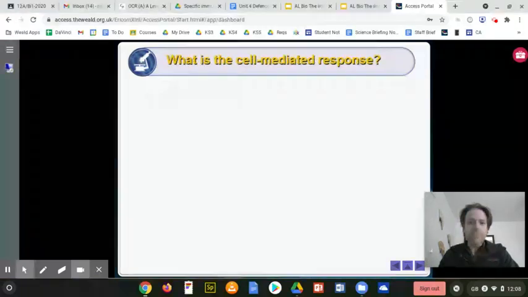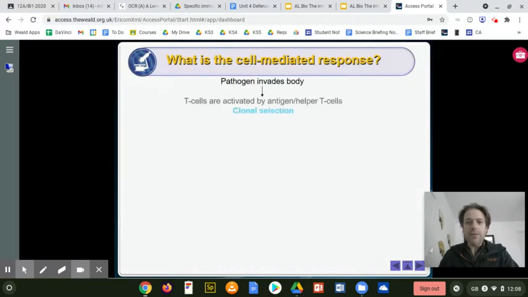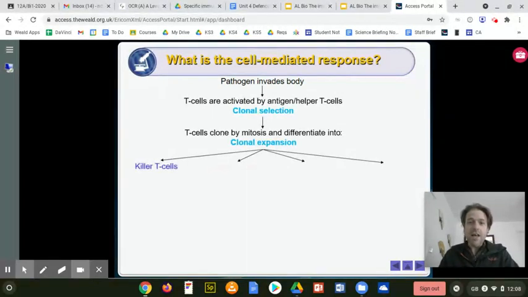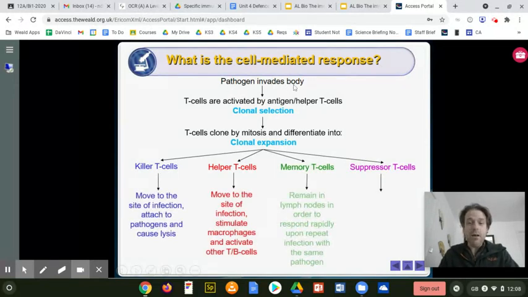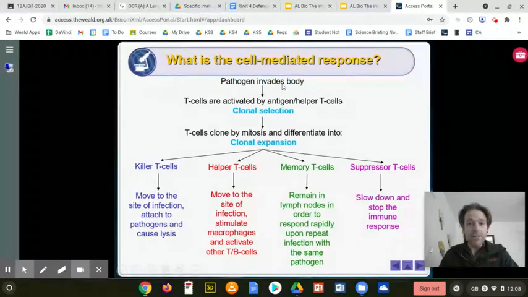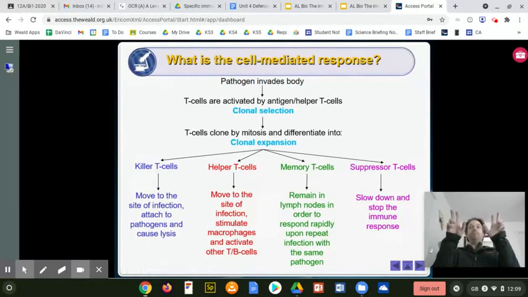Okay, so how does this happen? The first thing is we get our pathogen invading our body. Then we have phagocytosis and creation of our APC. Our APC then circulates in our blood with the pathogen's antigens on the surface, and they will eventually interact with a T cell with a complementary receptor to the pathogen antigen.